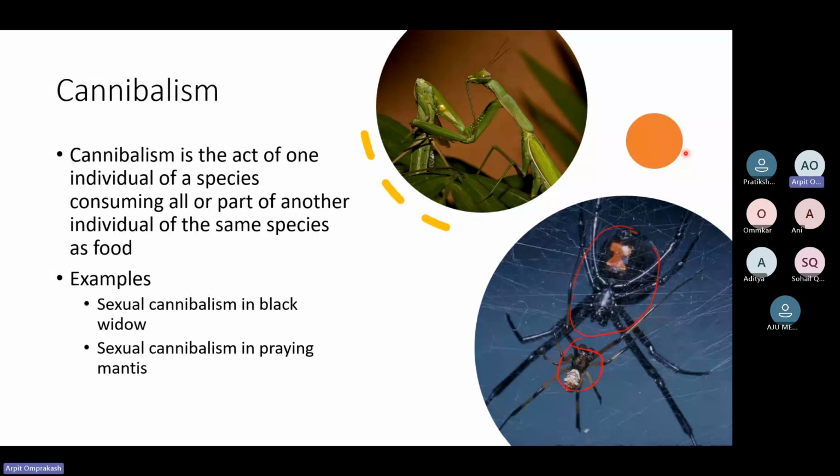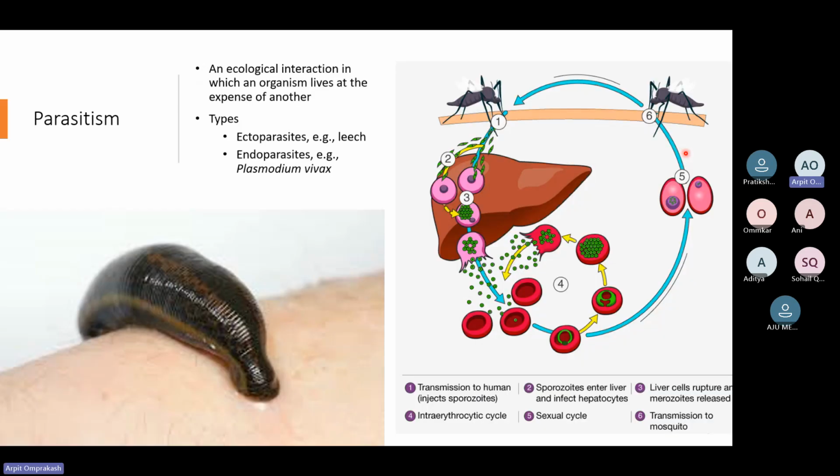Then cannibalism is also a disharmonious interaction within a species, where basically species consume their mates mostly. Praying mantises and black widows consume their mates after mating. Then parasitism. Parasitism is an ecological interaction in which an organism lives at the expense of another.